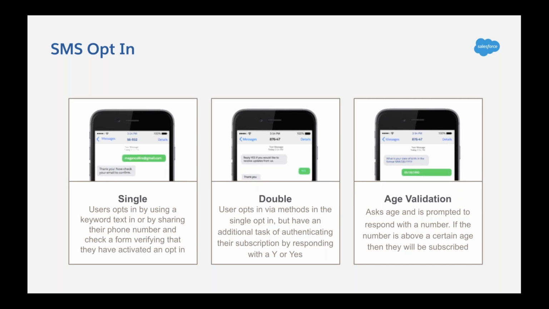This is typically used in instances where a customer is promoting a product that might require some sort of age verification. It will ask a user for their birth date or how old they are, and validate whether the subscription is valid based on that end user's actual response there.